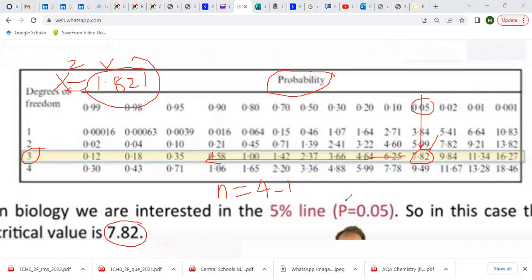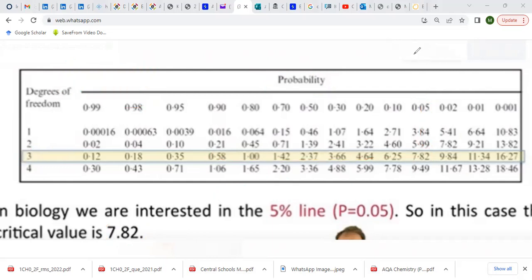At 0.05. My question is, what is the critical value when the degree of freedom is 1 and the probability is 5%? 3.84. Now this is the answer.